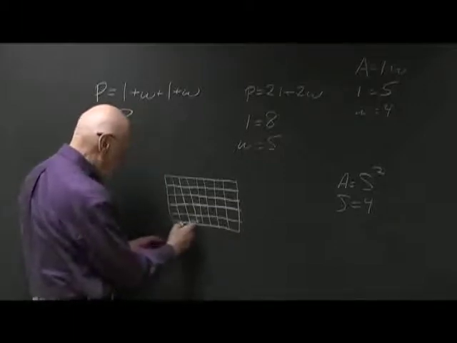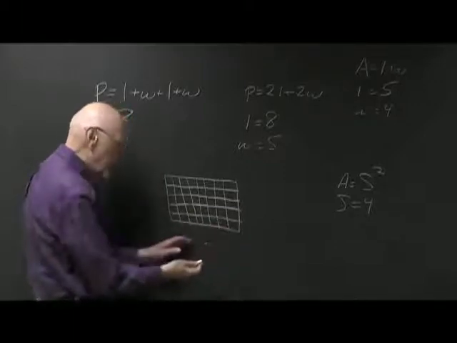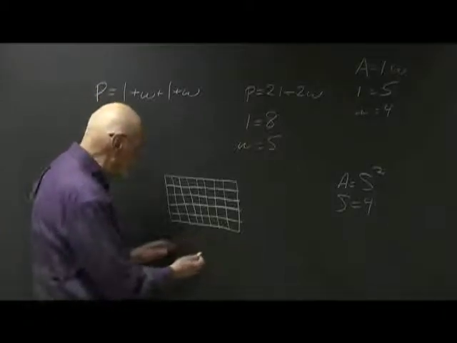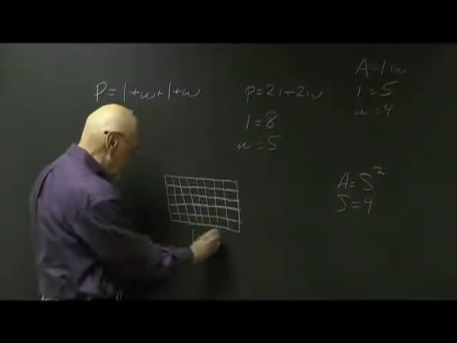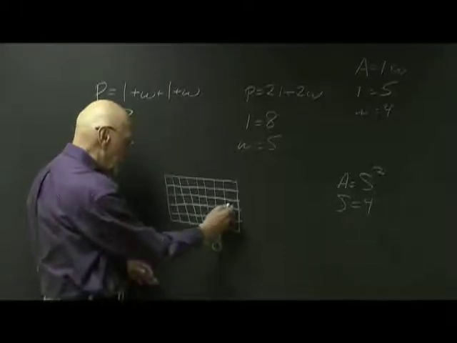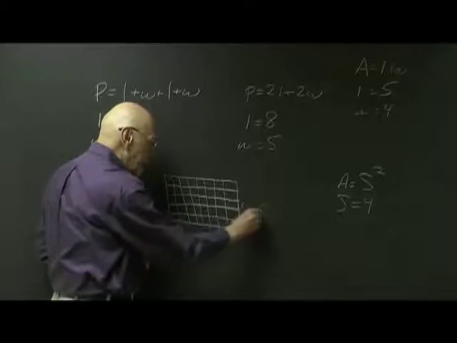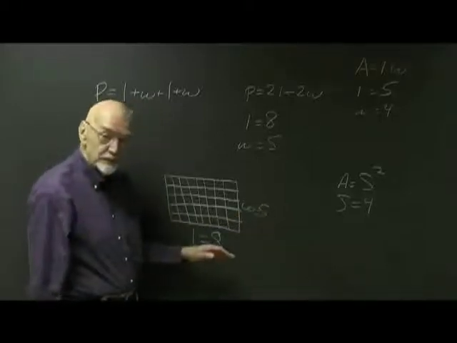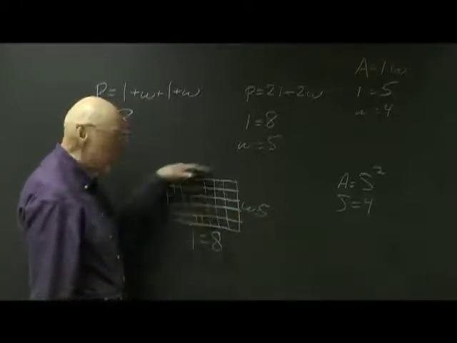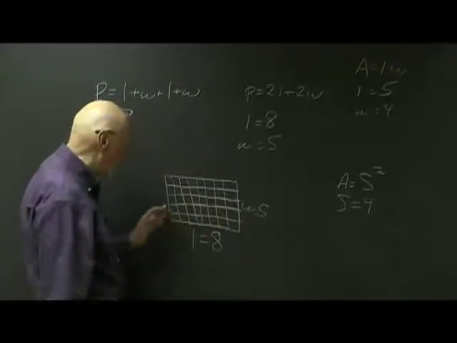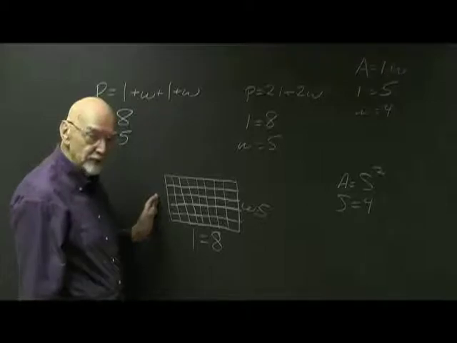We have 1, 2, 3, 4, 5, 6, 7, 8. The squares should be exactly the same dimensions. Yours might be. So the length is 8. 1, 2, 3, 4, 5. The width is 5. And of course, when this side is 8, the other side is 8 also. When this side is 5 wide, the other side is 5 also.